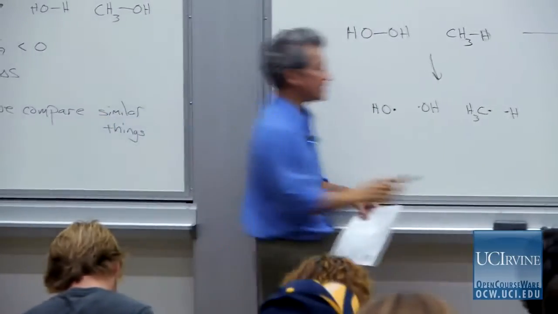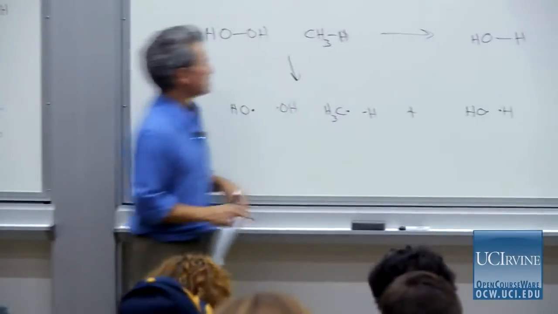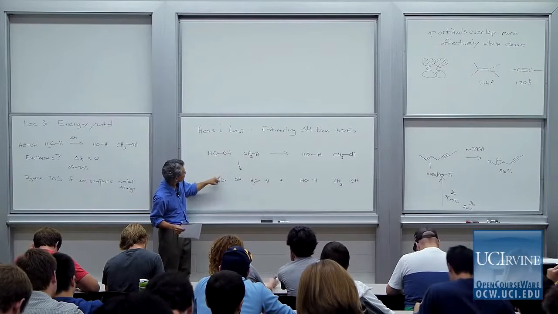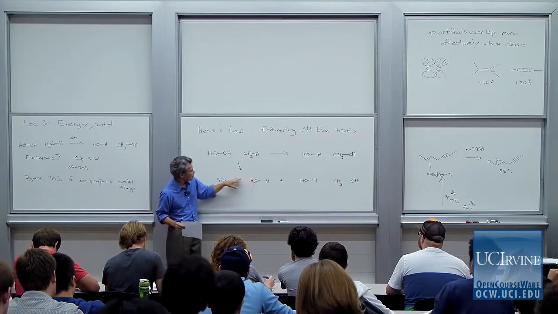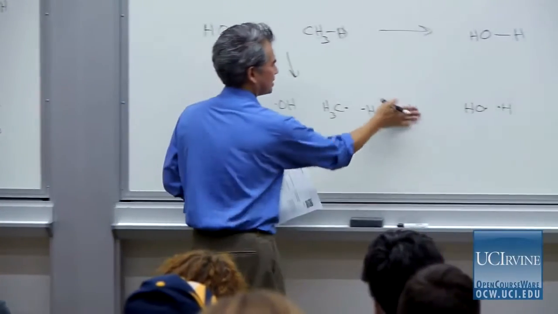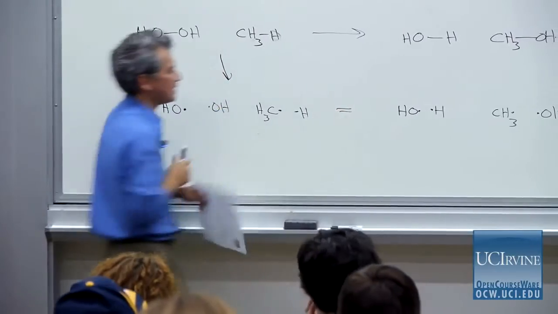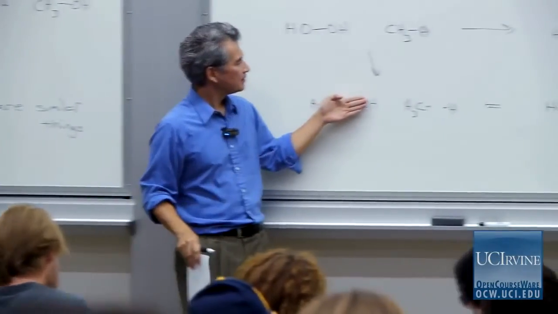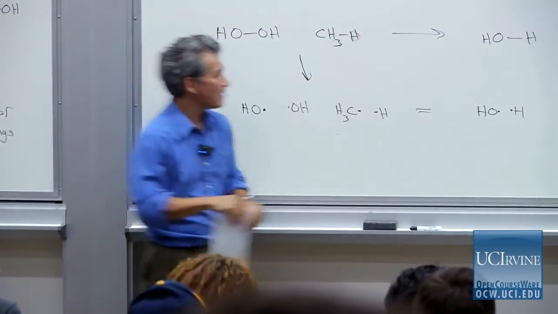And so what you can see here is I can imagine some equation where I've broken this bond to give these pieces. And now I just have to imagine recombining these pieces. And I've redone my pieces here. So let me just say equals here. That's supposed to be an equal sign. What you can see is I get the same pieces this way as if I break the bonds the other way.